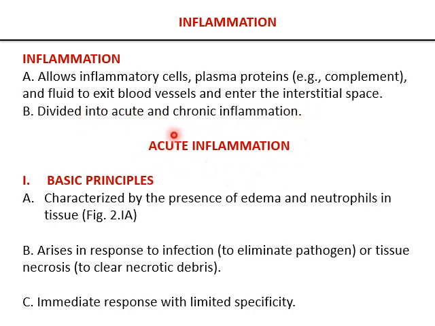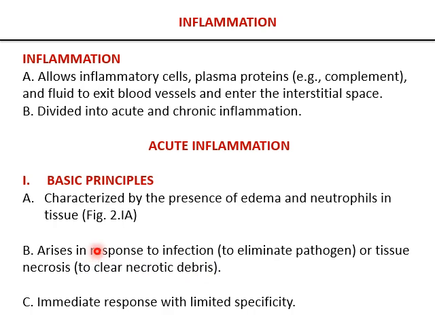So we'll start first with acute inflammation. We'll take some basic principles. Basically, acute inflammation is characterized by the presence of edema and neutrophils in the tissue. So it has to have the edema, which is the accumulation of fluid, and it has to have the neutrophils come into the place of inflammation. B, it arises in response to infection, to eliminate pathogens, or tissue necrosis, to clear necrotic debris.